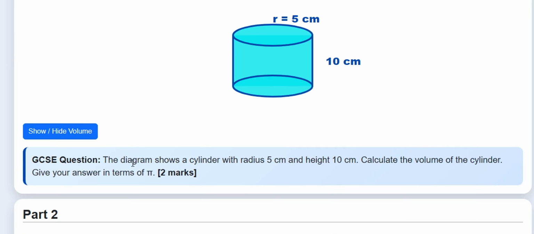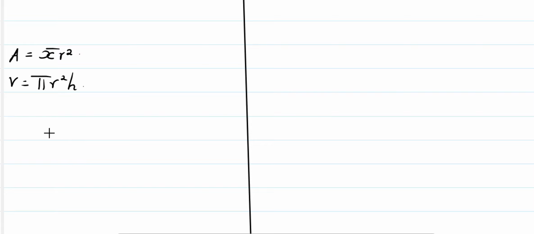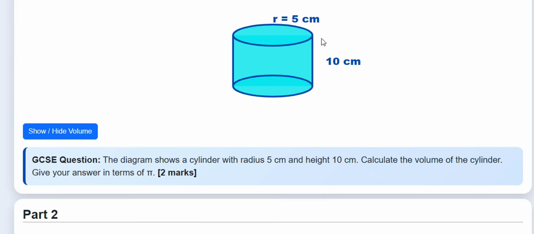So in this one, you are told the diagram shows a cylinder with radius 5 cm and height 10 cm. Calculate the volume of the cylinder and give your answer in terms of pi. So to calculate this one, we can first of all copy what we have. We have the radius, which we are told is 5 cm, and the height, which we are told is 10 centimeters.